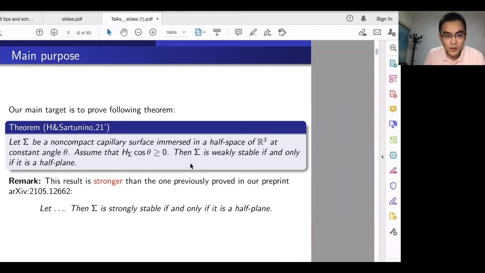So the theorem I put here is slightly stronger than the one we proved in our preprint. That one has the same conditions, but the conclusion says sigma is strongly stable if and only if it is a half plane. So the difference is that we now only need weak stability. I will explain the difference here and why the theorem here is stronger than the one below.